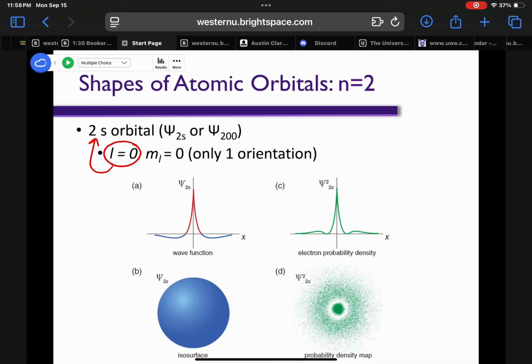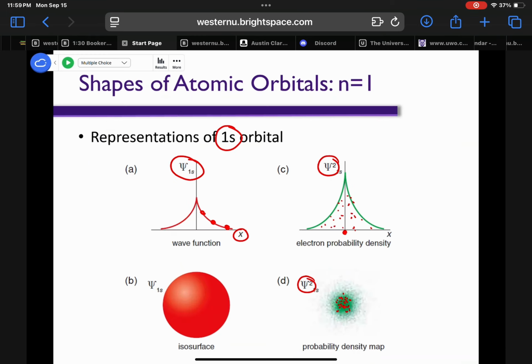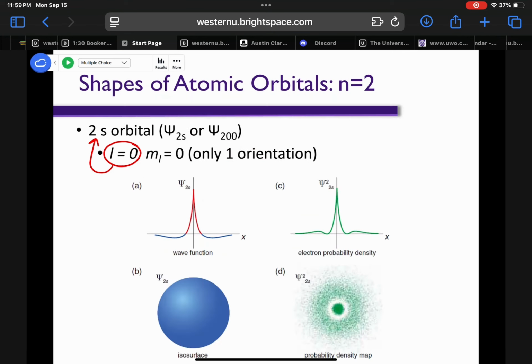Now look at the blue isosurface here and compare that to the 1s orbital. Besides the color, it's basically the same shape. 1s is like this big, 2s is this big. Do you want to guess what 3s is? It's just a bigger sphere. And 4s, an even bigger sphere. If it's an s, it's going to be that spherical shape.